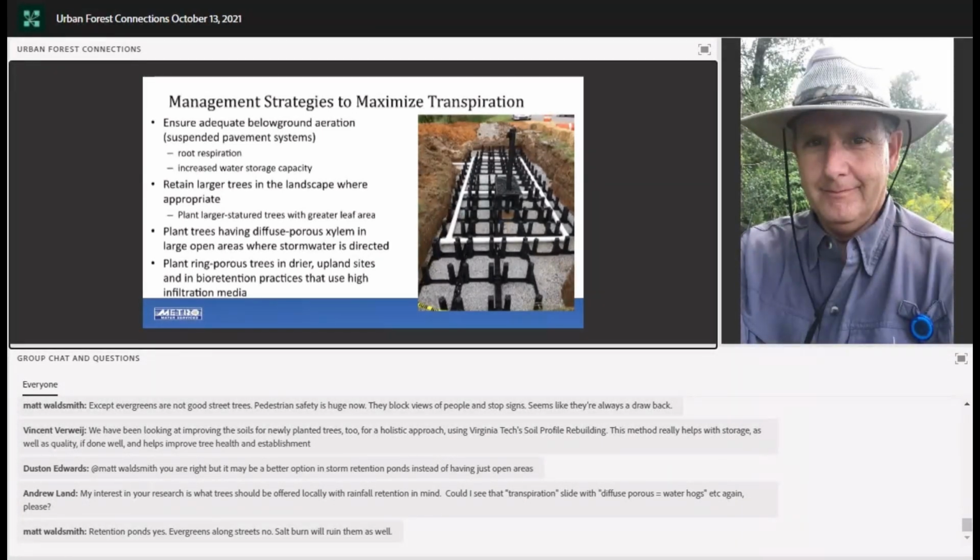Retain larger trees in the landscape where it's appropriate, and plant larger statured trees. As Trisha mentioned, larger trees provide the greatest amount of benefit. And here's something more specific: plant trees that have diffuse porous xylem architecture in large open areas that tend to flood, or where we're directing stormwater. Let those trees wick that water out of the soil so that between rainfall events, we can store more water in those floodplains or planned flood areas. And then plant the more ring porous species, the oaks and the elms, on those drier upland sites, because they tend to regulate themselves a lot better than the diffuse porous species.